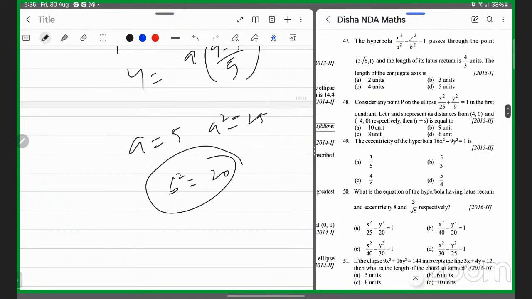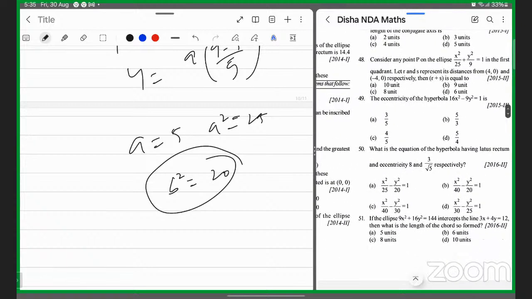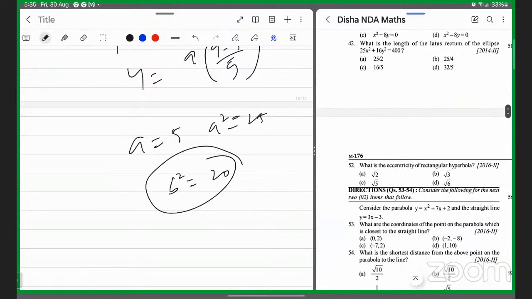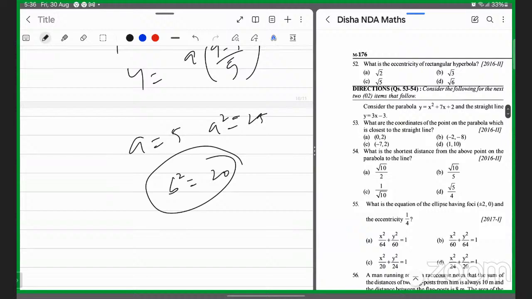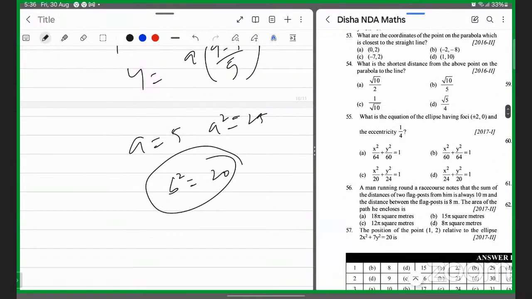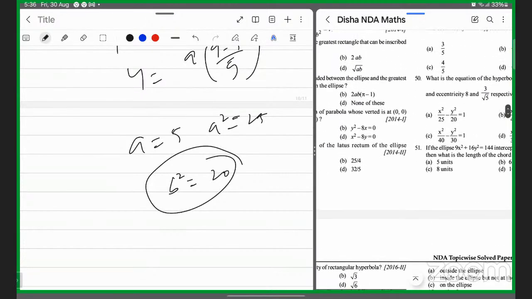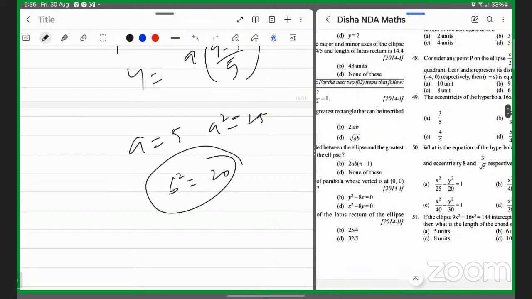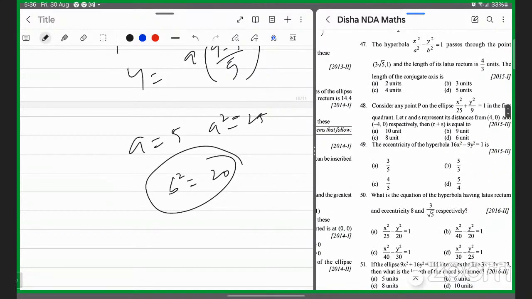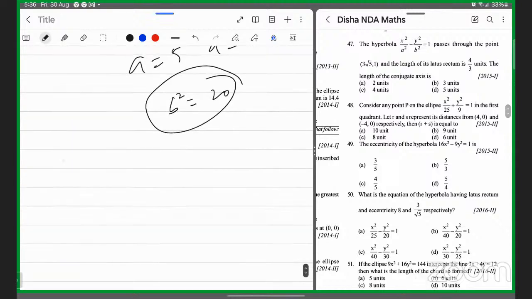Understood, everyone? Now, what is the eccentricity of 49? 51 is a good question. 50 to 53 are good questions. 54 is a good question. And 55 is a good question. I have the value of these questions, okay? Right? Then 49 is a simple question. Solve it. 49. Hurry up. Solve it.